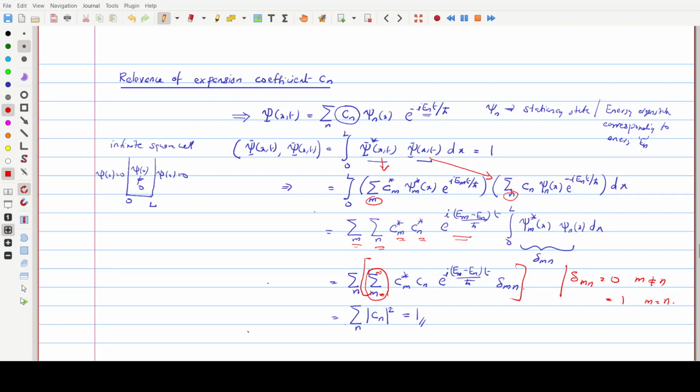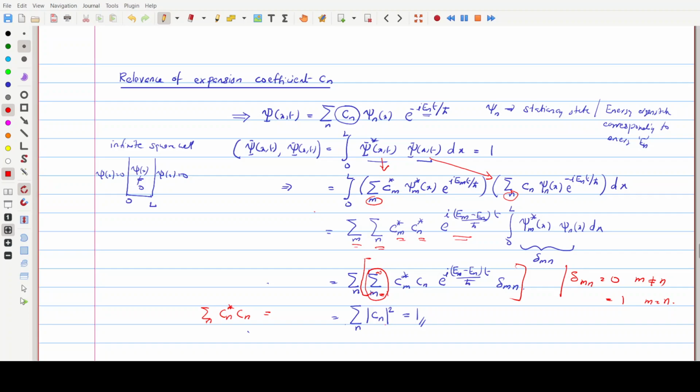Then cm star becomes cn star and cn remains as cn, and e raised to minus i (em minus en) t by h cross would become 1, because em and en would become the same. Okay, so finally, if you perform this summation over m, we will have the sum over n of mod cn star cn, because after the summation we will be getting only cn star and cn. So cn star cn can be simply put as mod cn squared. So this is the one result.